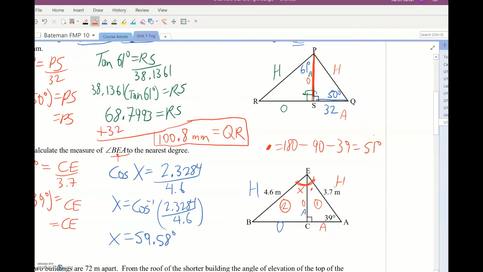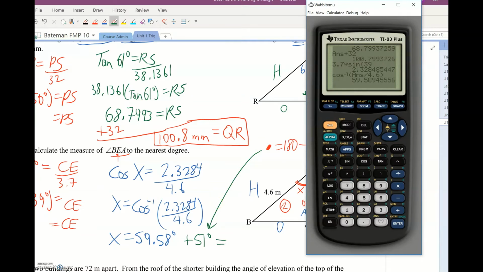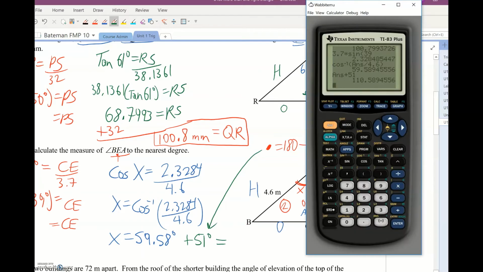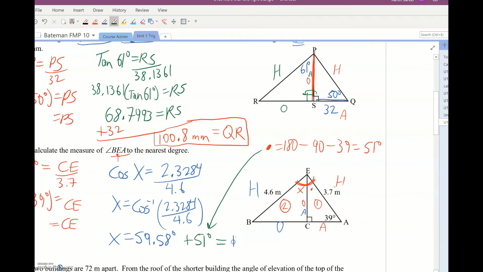So now I can add them together. 59.58 degrees plus 51 degrees equals, I just go to my calculator and go plus 51 equals 110.589, so 110.6. Actually, whole number, please. So 111 degrees. That's because it was 110.599.